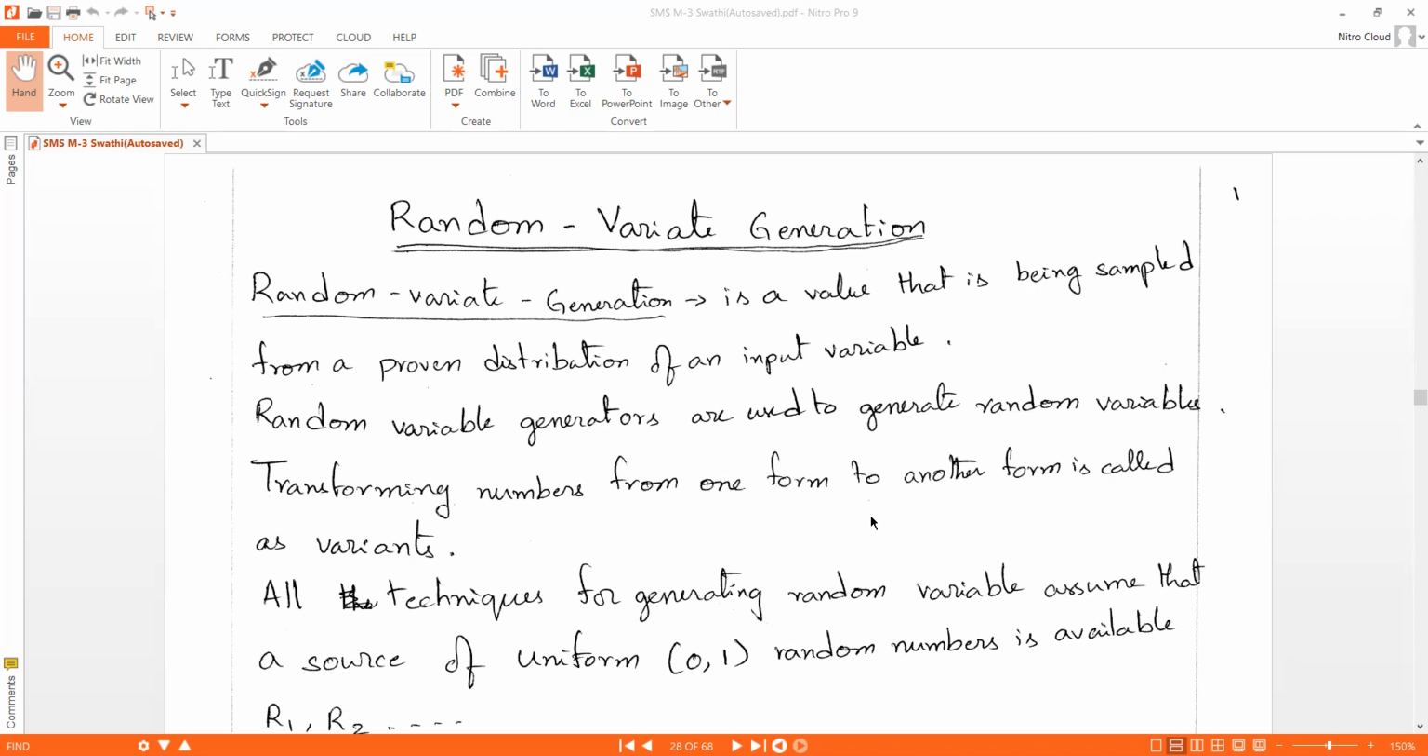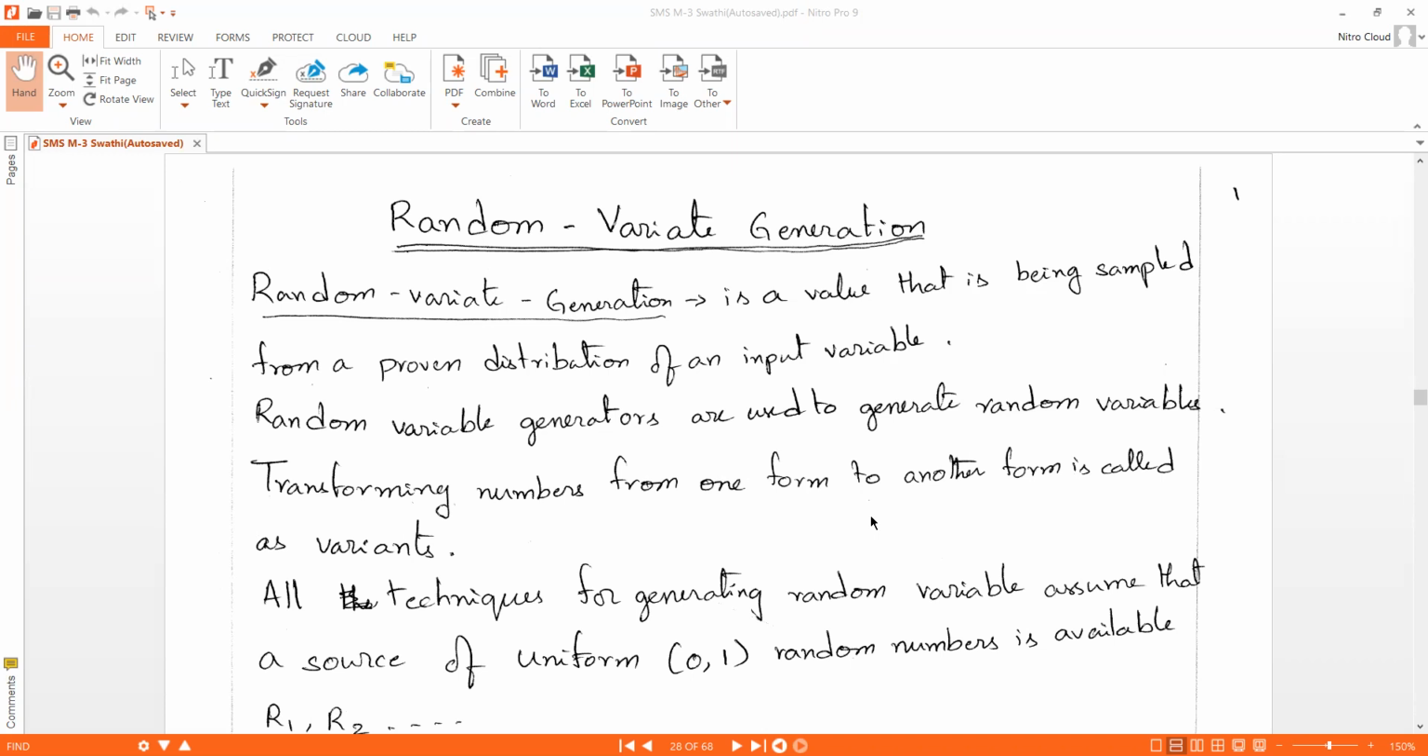Random variate generation: a random variate is a value sampled from a prescribed distribution of an input variable. Random variate generators are used to generate random variates.